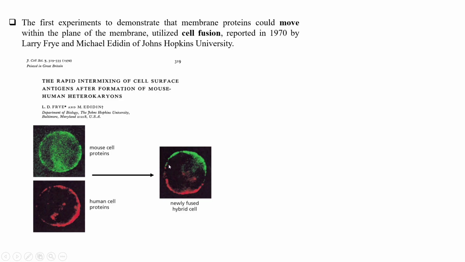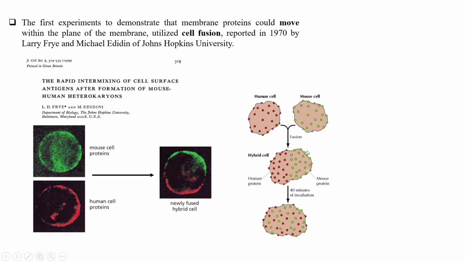So when they mixed, or fused, these two cells, they found that the proteins of the two cells were present in two separate hemispheres, because this is just after the fusion of the two cells. But they observed that after 40 minutes of incubation of these two cells, the two protein molecules, the green and the red fluorescence, mixed. And this is the schematic diagram of the same experiment.